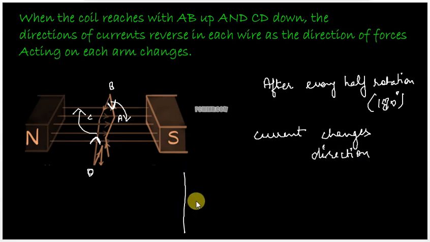The current that is being induced here is going to be like this: up in one direction, reaches zero, then in the opposite direction, and so on. If this kind of a wave is generated, that is called an AC current. After every half rotation, this will continue. Again the arm AB will go up, then again it will go down. Every time, the directions of forces on the arms AB and CD keep changing, and so the directions of currents also keep changing in the two arms. So we get as a result an alternating current induced in the coil.